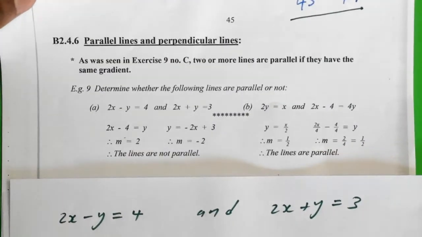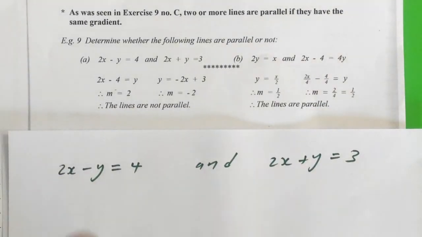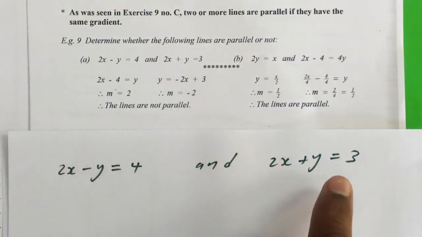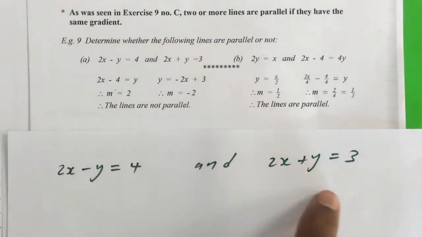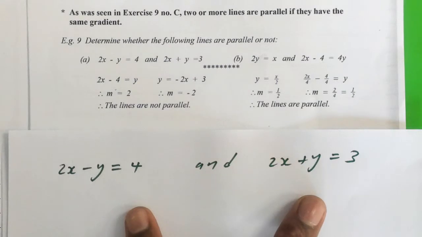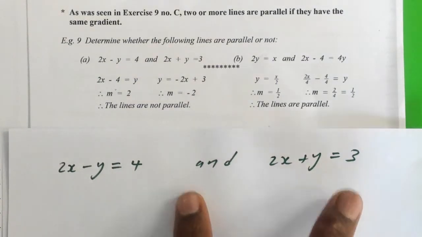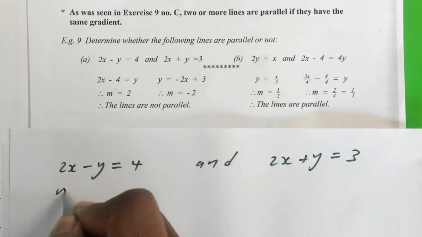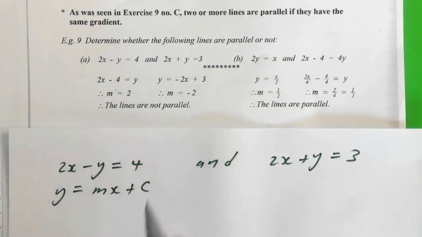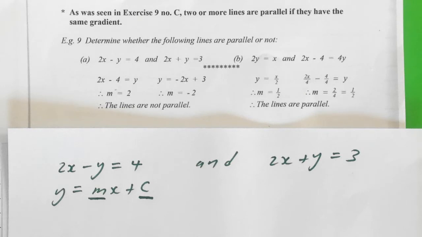So I have to show that they're parallel. I have to determine the gradient for that line and the gradient for that line. If the gradients are exactly the same, then I can conclude the two lines are parallel. If not, then they're not parallel. To determine the gradient for a straight line graph, we have to write it in the standard form, y equals mx plus c, where m is the gradient and c is the y-intercept. So let's do that for our problems now.